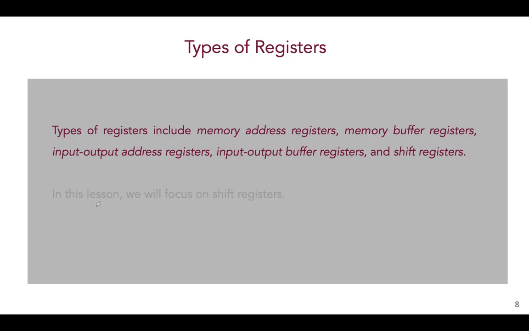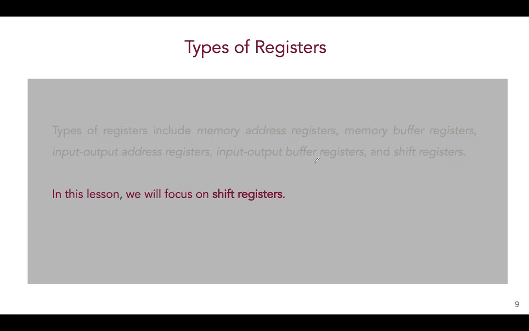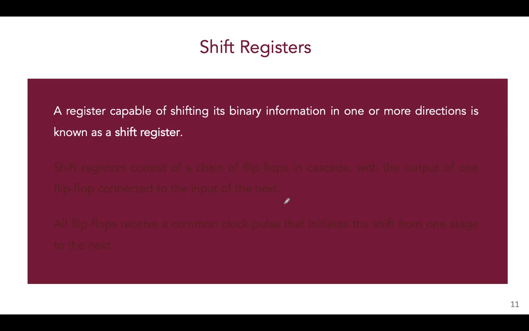All right. Now, registers can be of many different types. Registers are your storage units within electronic circuits, and depending on what kind of information you want to store in them, you can have different types of registers. You can have memory address registers or memory buffer registers, input output address registers, input output buffer registers, and shift registers. The focus of attention in this lesson is shift registers. This is what we're going to be talking about throughout the rest of this lecture. Shift register. Let's talk about shift registers now. A register capable of shifting its binary information in one or more directions is known as a shift register.